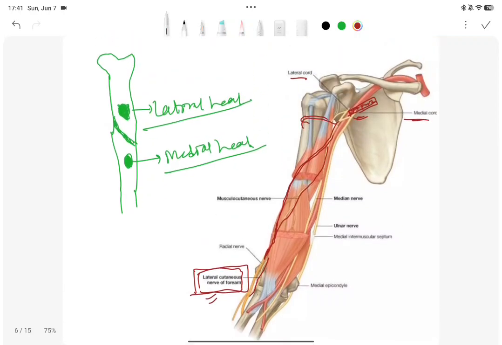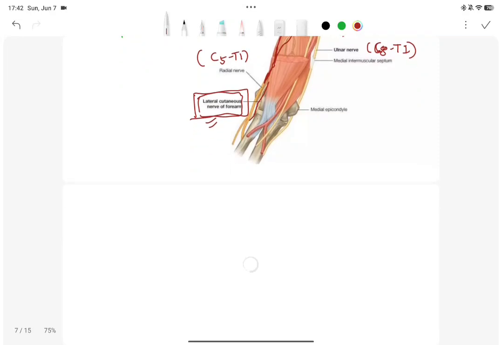Okay, there is the median nerve, which is formed by the union of a branch of the lateral cord and a branch of the medial cord. Its root value is C5 to T1, all roots. Similarly, the radial nerve also has all roots: C5, C6, and C8, T1. You have to remember it this way, the root values are asked.